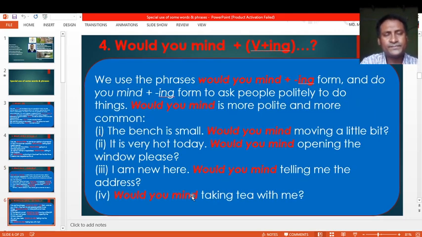Next slide. Would you mind? After would you mind, we see that the verb form is ing form. We use the phrase would you mind plus ing form of the verb and do you mind plus ing form of the verb to ask someone politely to do things. Would you mind is more polite, more formal, and more common. For example, the bench is small. Would you mind moving a little bit?